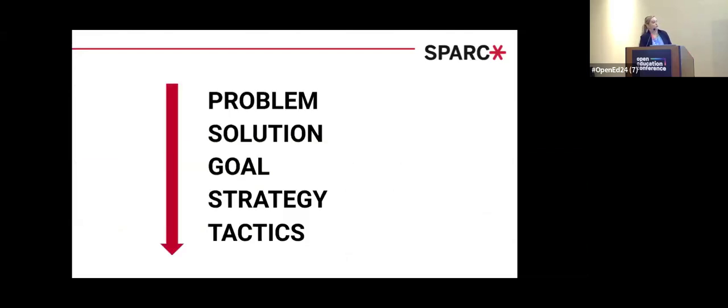Whenever you find yourself looking to do advocacy work, you're going to start with defining what your problem is, articulating what your solution might be, setting some advocacy goals, and then developing strategies and tactics to make that goal a reality. So I'm going to go through and define exactly what each of these five mean, starting with problem and solution. And I'm just going to fix the mic here.